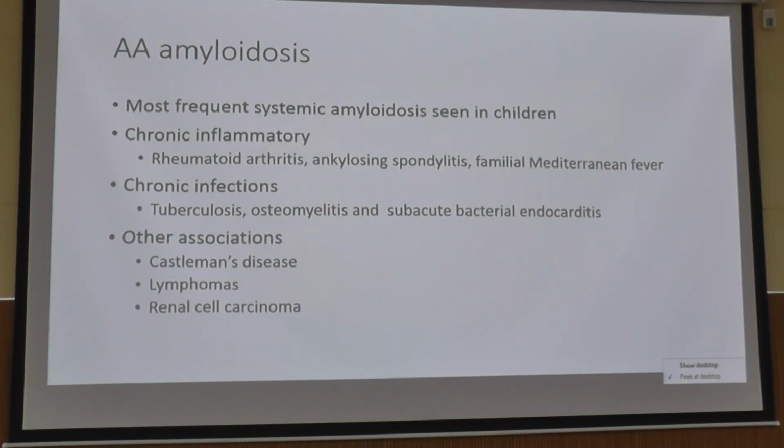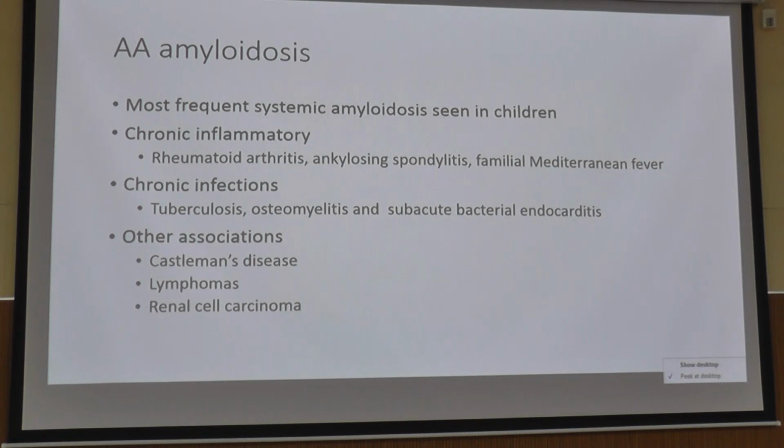So just 1 or 2 slides on the other types of amyloidosis. AA amyloidosis is the most frequent systemic amyloidosis seen in children. Chronic inflammation, I told you, rheumatoid arthritis is the one which we see very commonly, with patients taking drugs for 15 years. Or sometimes you have people who develop fevers on and off: periodic fever syndromes.